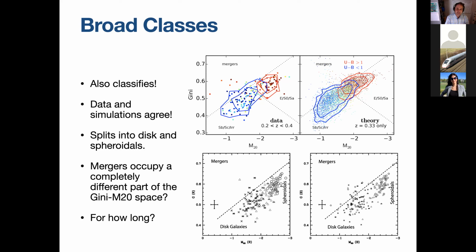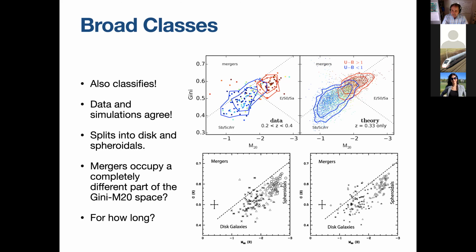It's a quantitative way to say, hey, this galaxy looks like it's merging because it's above my line. A quantitative way to say this is either a spheroidal or a disk galaxy. So you can start classifying things rather quickly. And so that's a really attractive way to do science. But there are a couple of questions.